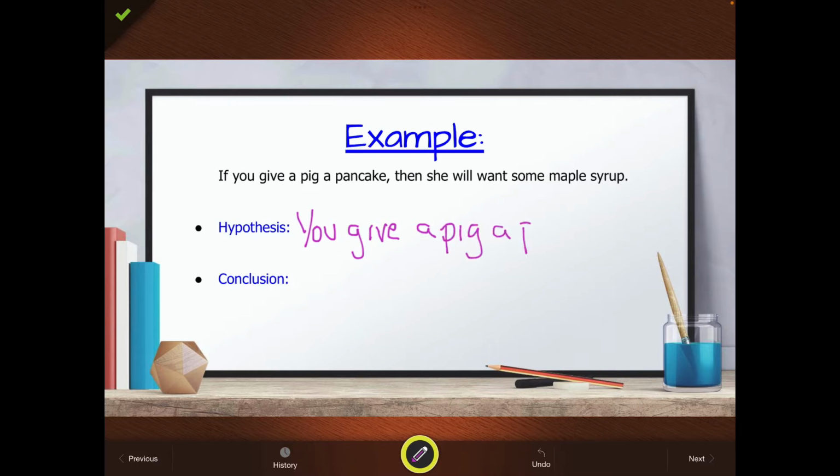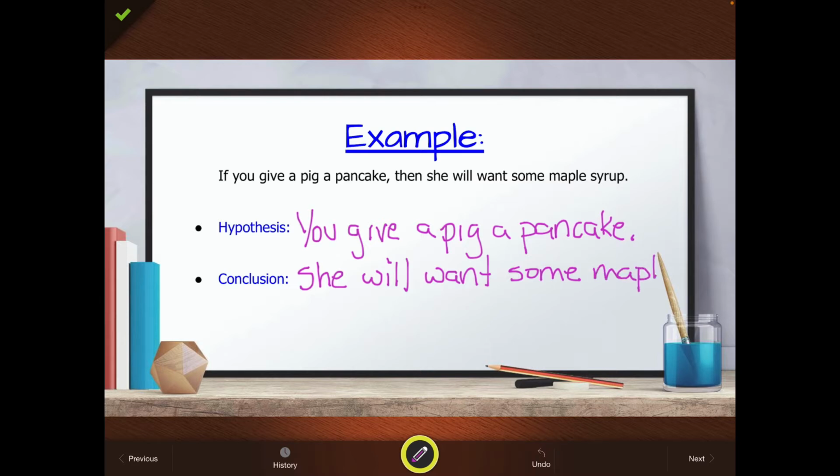Excellent. Now, we also want to identify the conclusion. Remember, conclusion comes after the word then. So, Blaze, what is our conclusion from our conditional statement? Fantastic. She will want some maple syrup. So if you give a pig a pancake, then she'll want some maple syrup is our conditional. What comes after the word if is our hypothesis. What comes after the word then is our conclusion.